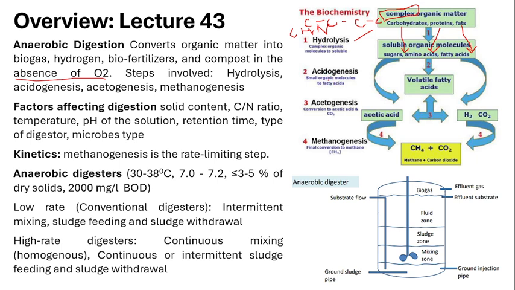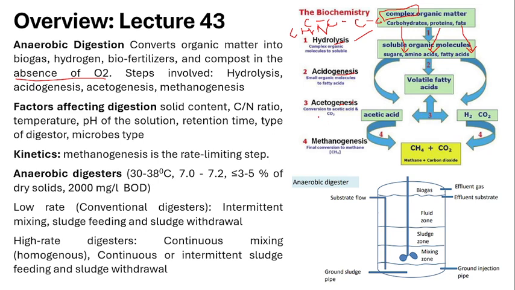Next is the acidogenesis. As the name indicates, lysis is breaking down. Genesis means formation. So here in the acidogenesis, acid is going to be formed. The small organic molecules are converted to volatile fatty acids. So fatty acids are produced in the acidogenesis step. Next is the acetogenesis. Again, genesis means formation. So here acetic acid is formed. From the acids, acetic acids are formed.